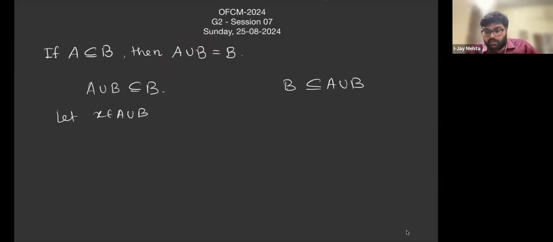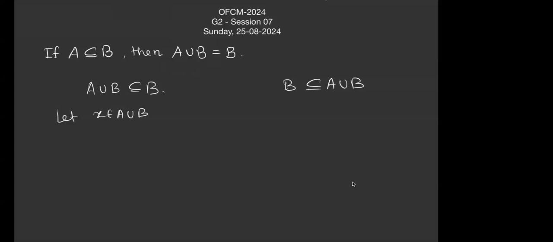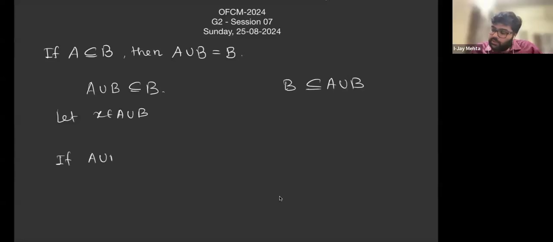Good. I'm removing the feedback. Is there any other question we can ask? Room number 5, Jainam. If A union B is equal to B, then A is a subset of B.